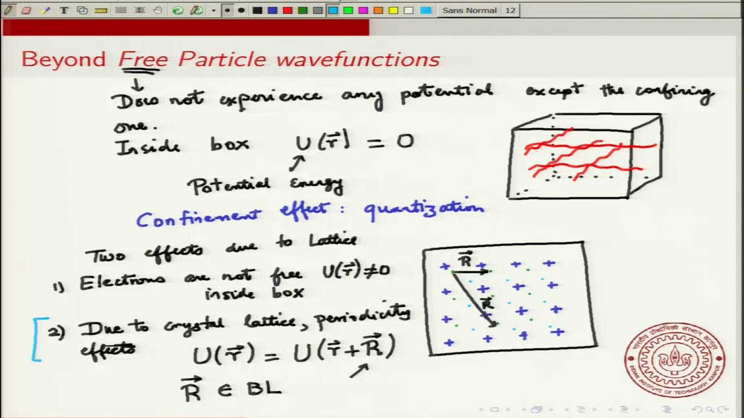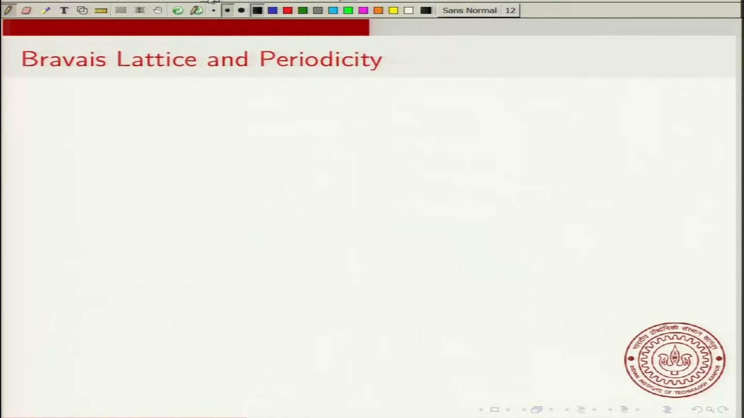Okay. Now, notice we used a box. Now, the size of the box was taken as Lx, Ly and Lz. And we will see how this size also imposes a periodicity. So, let us now go to the next point.